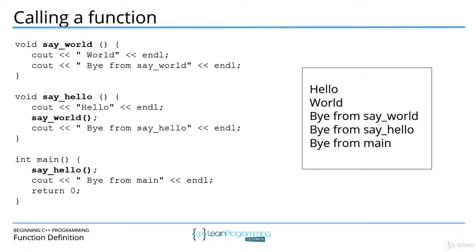And when say world is done, we complete the code in say hello. So we execute say world, and it displays world to the console, followed by bye from say world. Then we go back to where we left off in say hello and execute bye from say hello. Then we go back to where we left off in main and execute bye from main, and our program terminates. You can walk through this code and you'll see exactly what's happening.